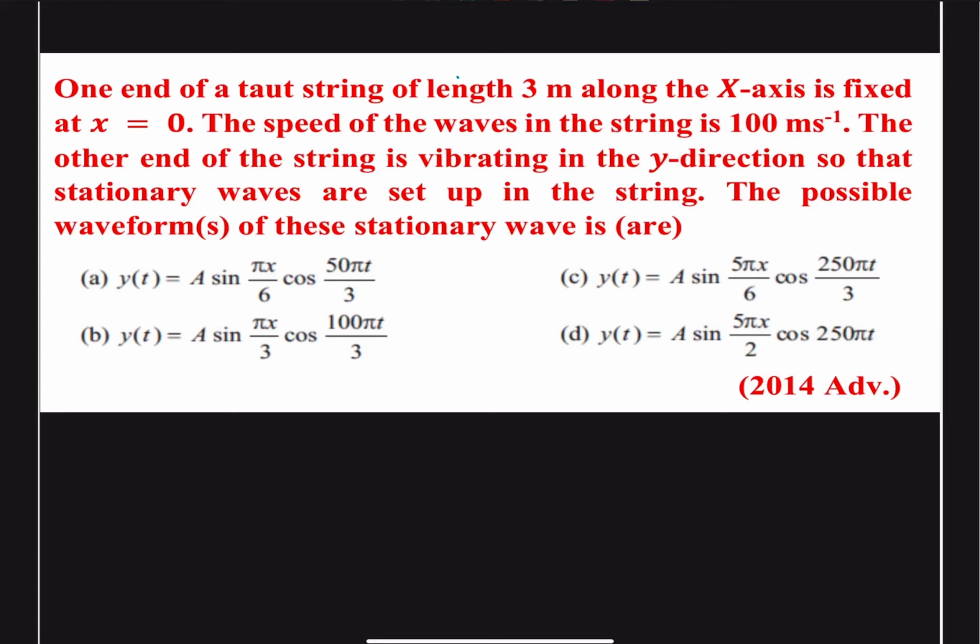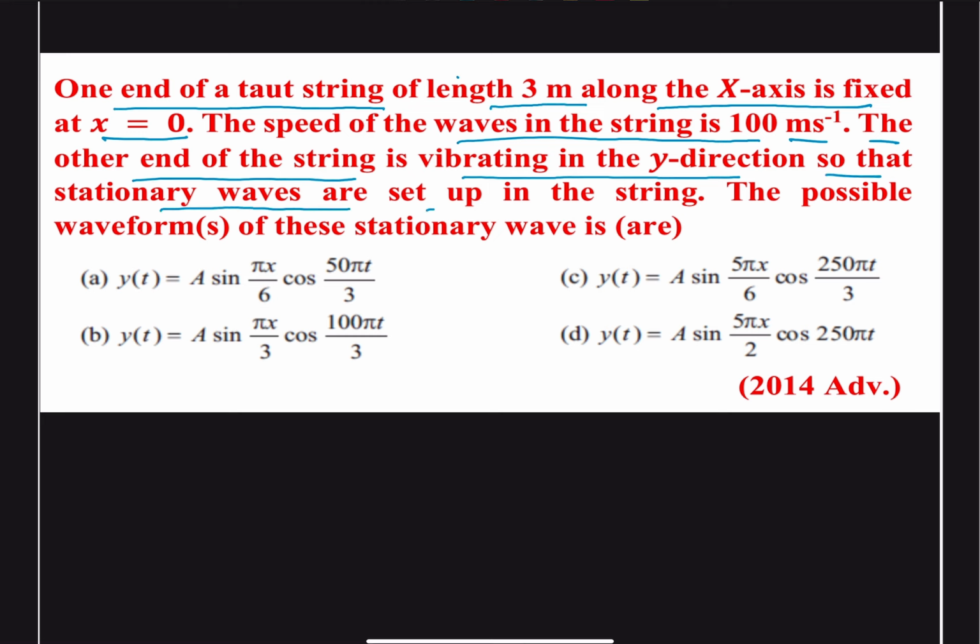Hello friends, today's question. One end of a taut string of length 3 meter along x-axis is fixed at x equals 0. The speed of the waves in the string is 100 meter per second. The other end of the string is vibrating in y direction so that stationary waves are set up in the string. The possible waveforms of these stationary waves are?